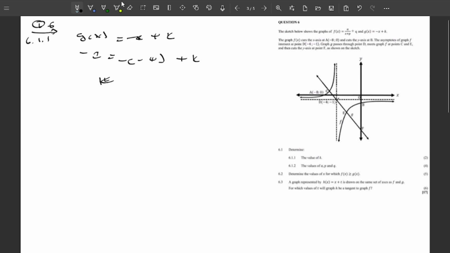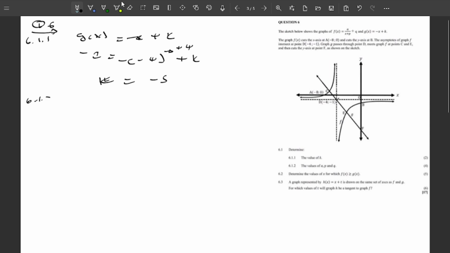So our value of k is equal to minus 5, because this one is going to be plus 4. Take it to the other side, it's going to be minus 4. Now minus 1 and minus 4 add up to minus 5.